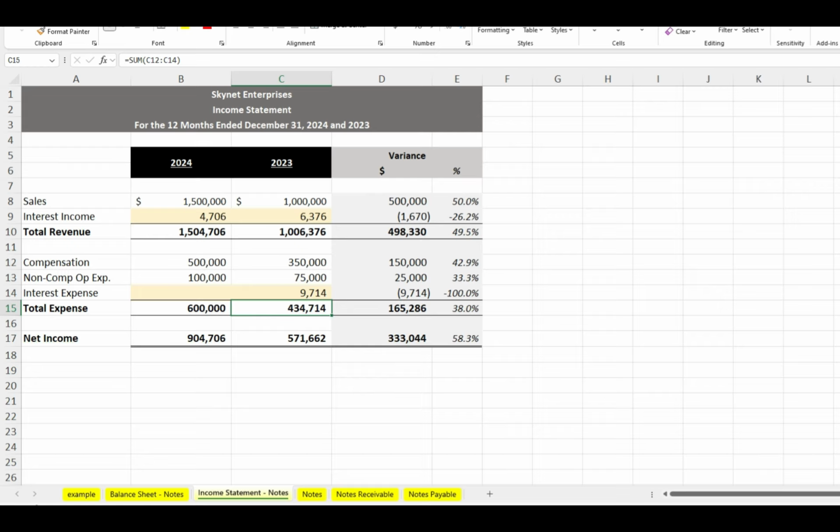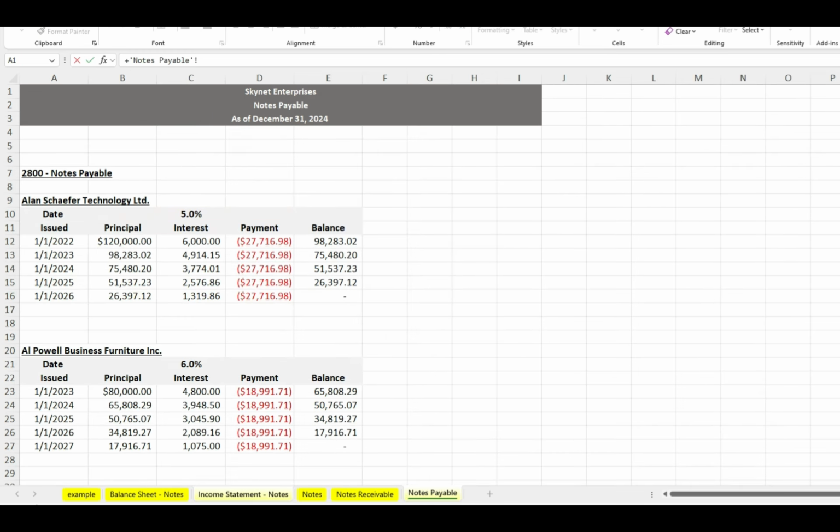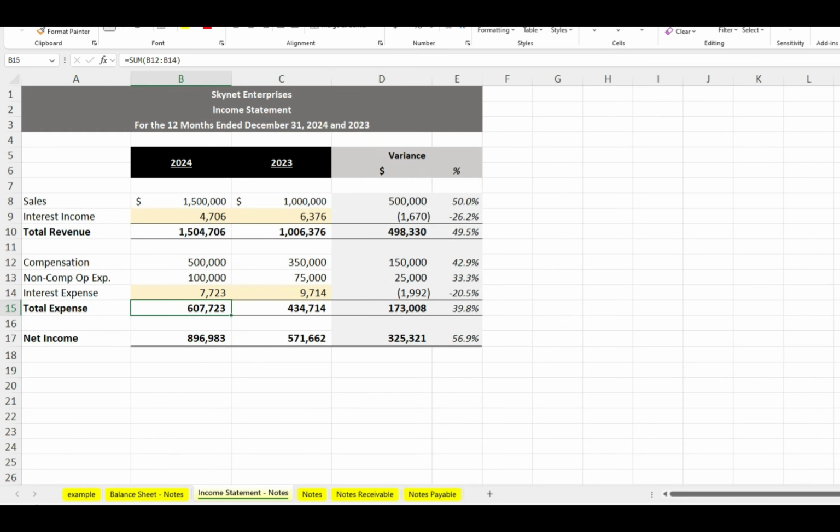Grab 2024. And you can see, just like interest income, if we don't take anything new out, interest expense will go down as we pay off these loans. Let's switch to the balance sheet.